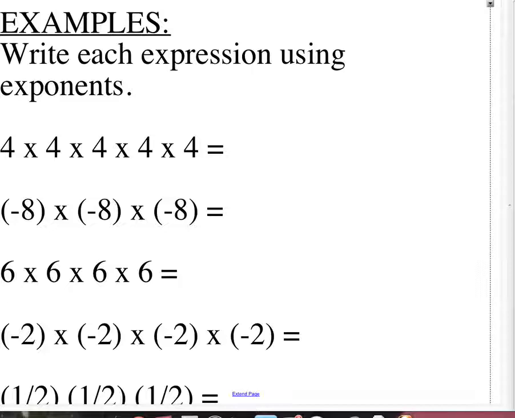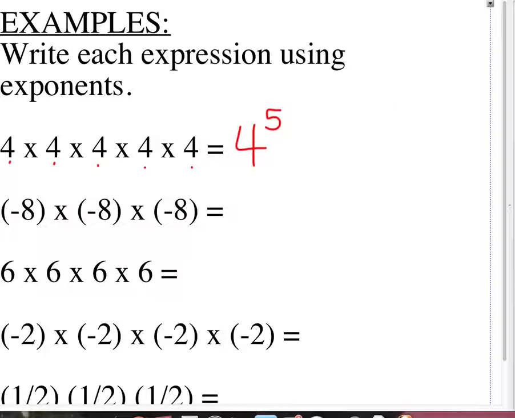So if I'm looking at this first one, obviously the base number is 4. How many are there? 1, 2, 3, 4, 5. There are 5 of them getting multiplied together, so the exponent is a 5. This is 4 to the 5th power. And I don't want to know what the final answer is. They didn't ask for that. The next one, what is the base number?